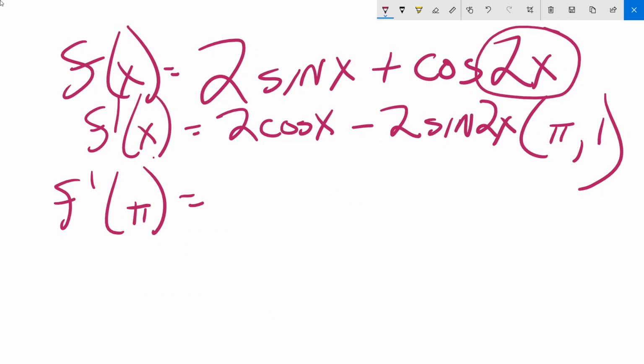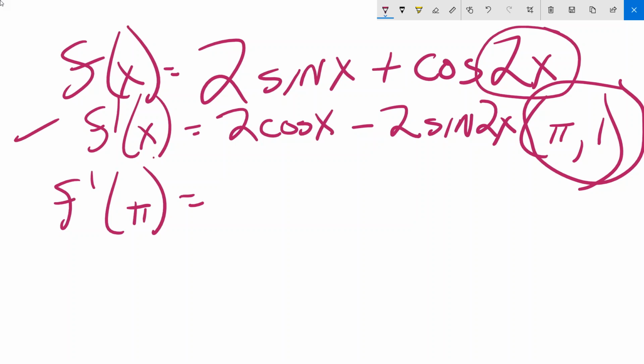Okay. So what is f prime of pi? In other words, f prime evaluated when x is pi. I don't really care what y is. Everything's a function of x. The only thing I need to know is x is pi. That's right. So we just plug in pi for x? Yep. Into the derivative equation.